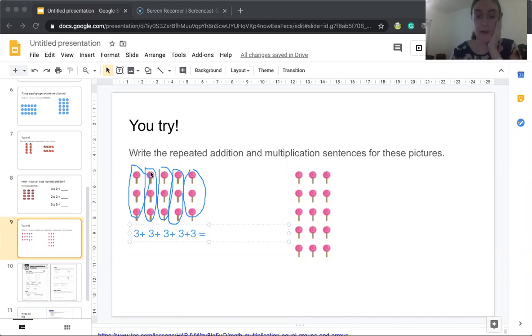So I'm going to add those together, and we did skip count by 3, so I'm going to skip count this time. 3, 6, 9, 12, 15. So my answer, or my sum, is 15.